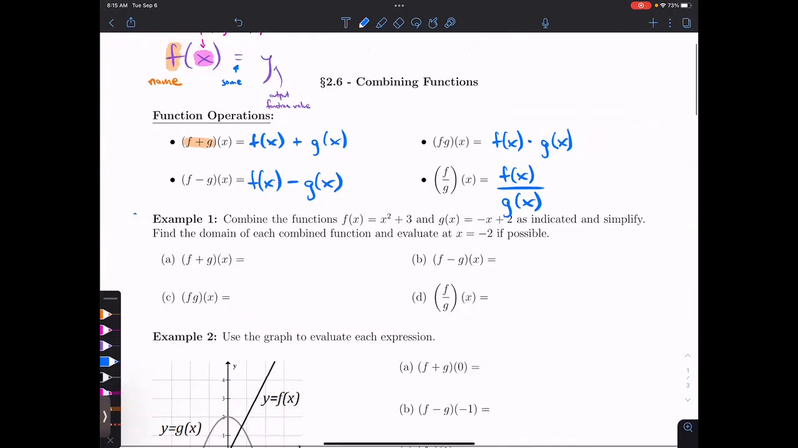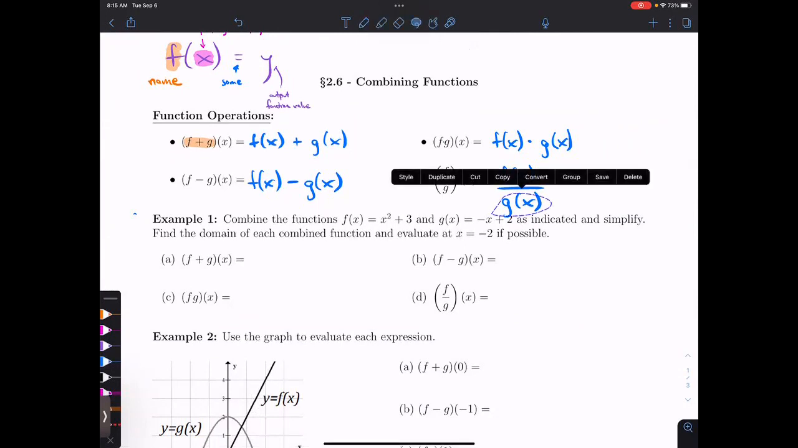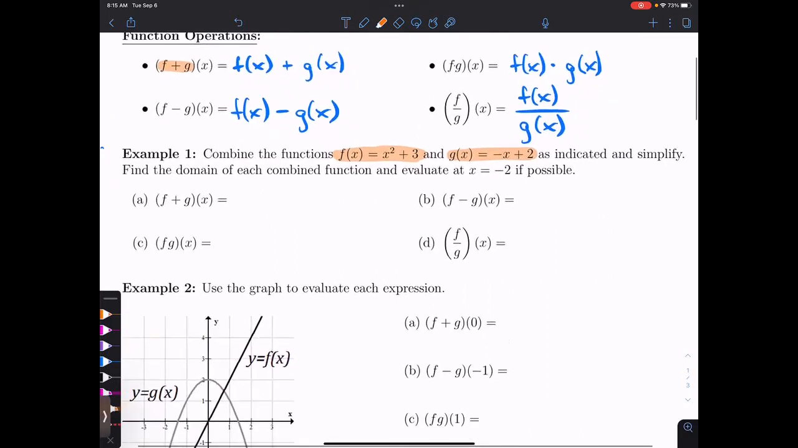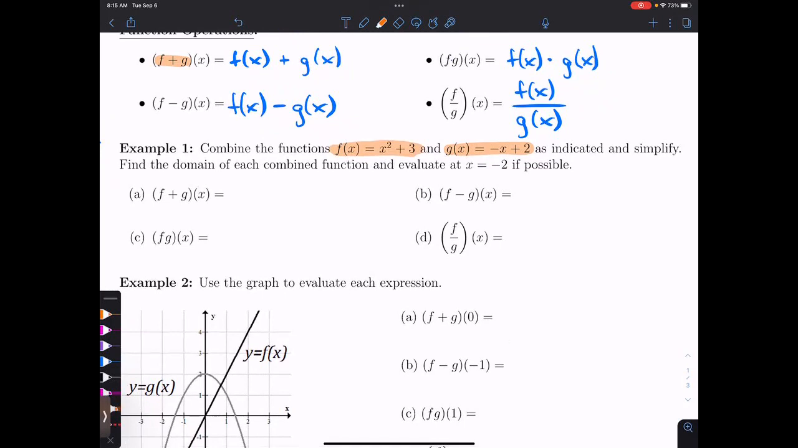So this first example, we've got two functions that I'm just giving to you as an example. F is this, G is that. What we want to do is combine those and then simplify, and then find the domain of each function and evaluate at -2. But first, let's worry about just doing the combining part.